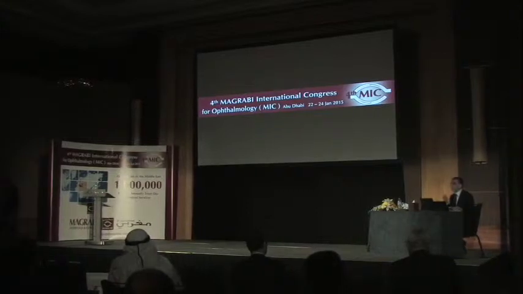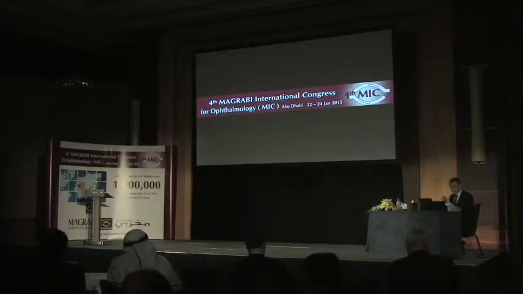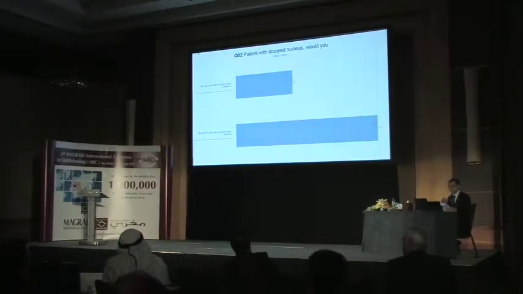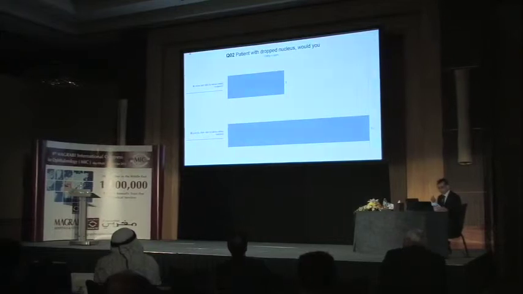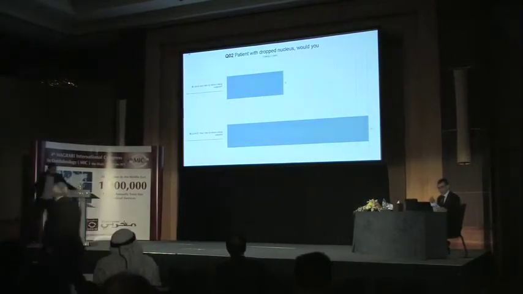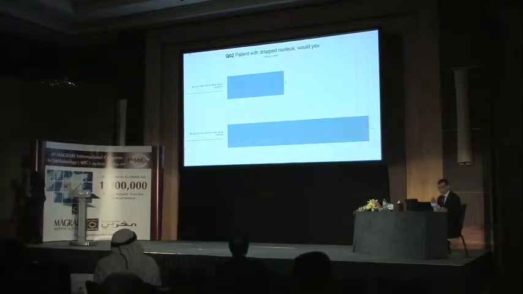So now we'll have voting. If you have a small pupil, what would you do? Would you do sphincterotomy? Would you use iris hooks? Or would you use iris stretching rings? So we'll have the voting.